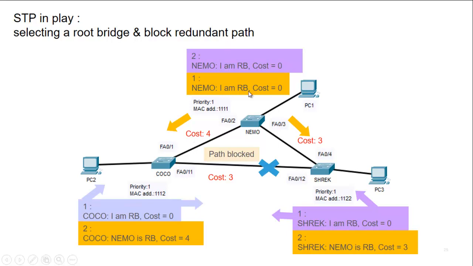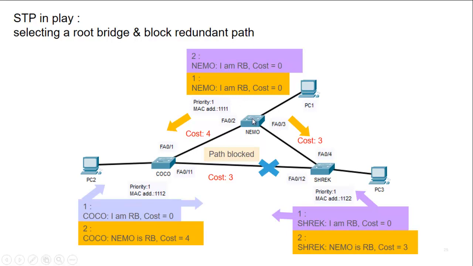Shrek, receiving the same information from Nemo, would check as well. Priority is the same, but Nemo's MAC address is lower. I agree that Nemo is the root bridge and the cost to Nemo is 3. This message from Coco will be sent to Shrek, and from Shrek will be sent to Coco, and they would agree that yes, Nemo is the root bridge and the cost is set accordingly. So now everyone agreed that Nemo is the root bridge.